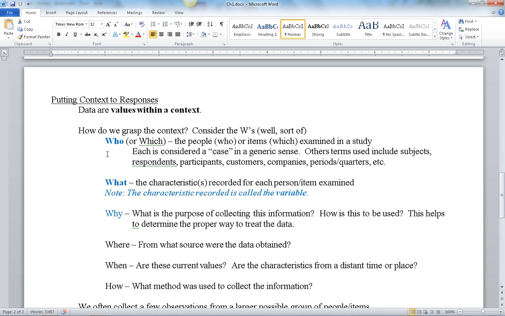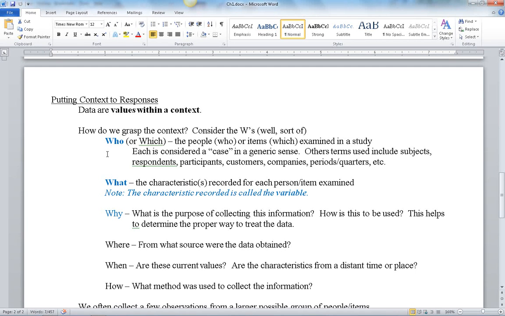Maybe we're looking to see how many hours they are taking in the current semester. Maybe we look at their home address and see how far from campus their official home address is in the database or something. So whatever it is that we're recording about each person is the what.